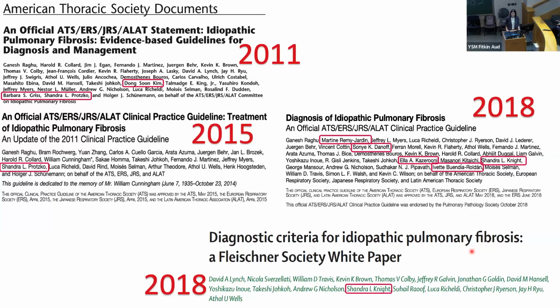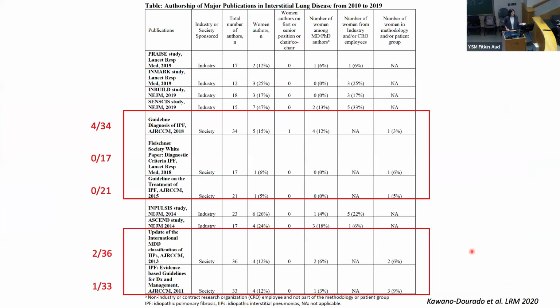So I remember sitting in the 2015 at ATS when they presented this, and I was just struck by it. I was like, where are the women? So we wrote a paper in Lancet Respiratory Medicine a few years ago and just looked at all of the major documents in ILD over the prior 10 years. We're starting at the bottom. So on the 2011 guideline, 1 out of 33 authors was a woman. The 2013 IIP guideline, 2 out of 36, 0 out of 21 was a woman MD. In 2015, 0 out of 17, and then 4 out of 34.